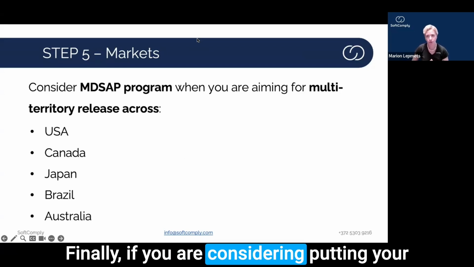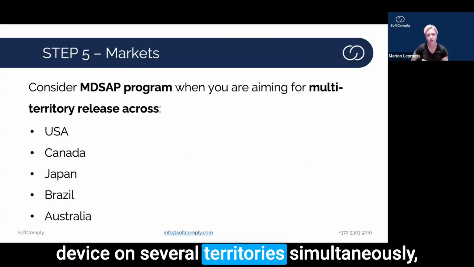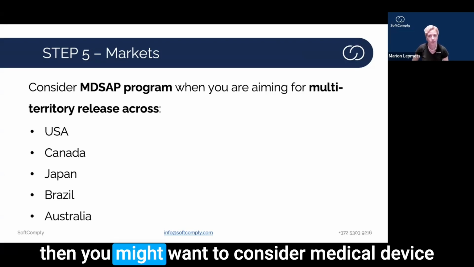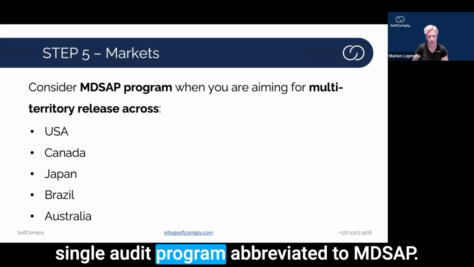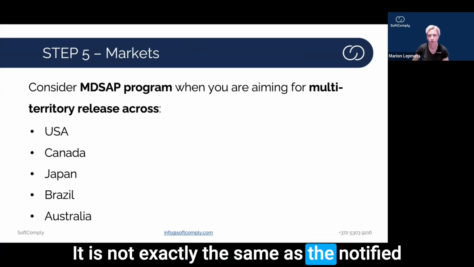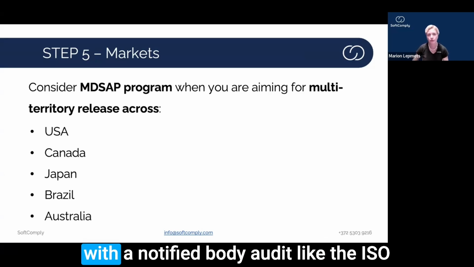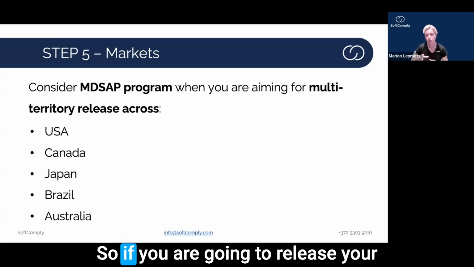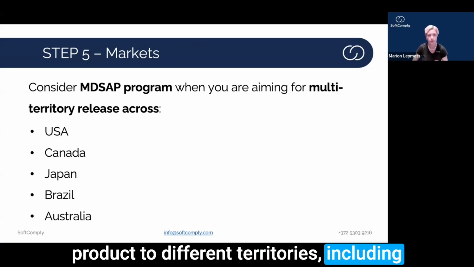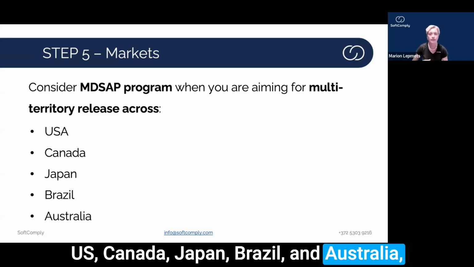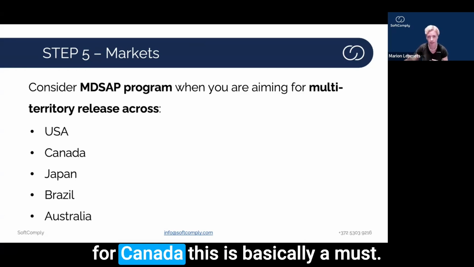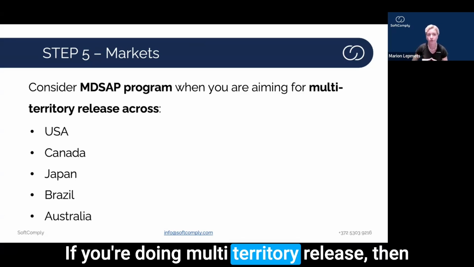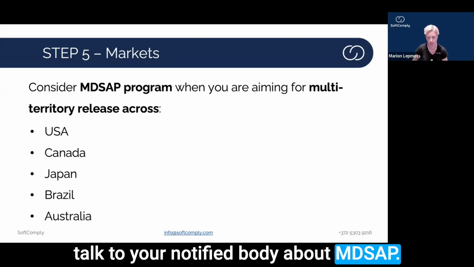Finally, if you are considering putting your device on several territories simultaneously, then you might want to consider the Medical Device Single Audit Program, abbreviated to MDSAP. It is not exactly the same as the Notified Body Audit, but it can be done together with a Notified Body Audit, like the ISO 13485 Quality Management System Audit. So if you are going to release your product to different territories, including US, Canada, Japan, Brazil, and Australia, then consider the MDSAP program. For Canada, this is basically a must. If you're doing multi-territory release, then talk to your notified body about MDSAP for sure.